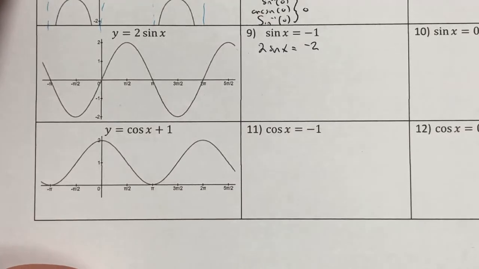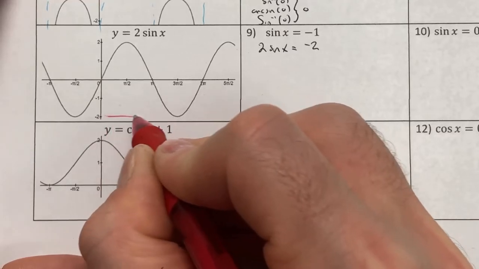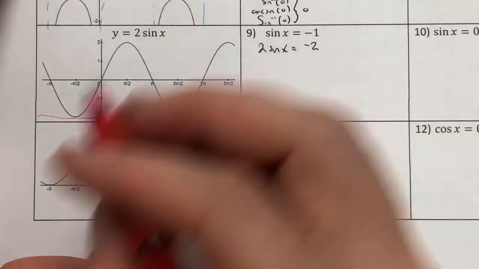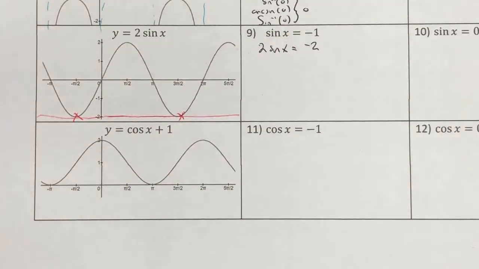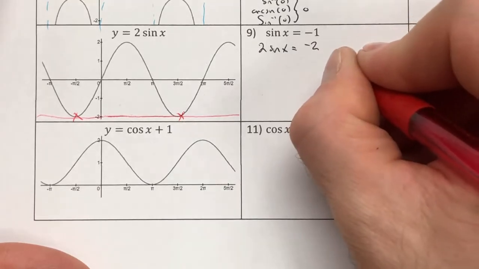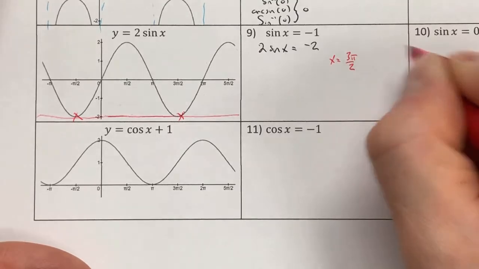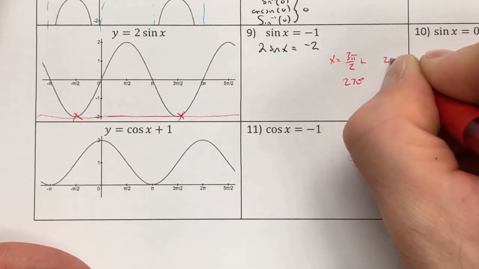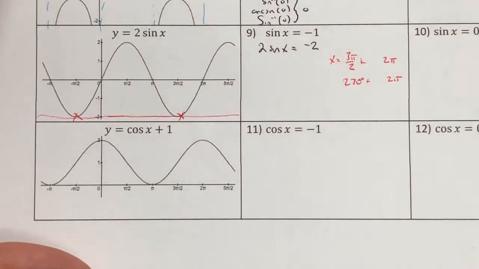When is 2 sine of x equal to -2? Boom, right there. I know that that is every time I hit a trough. So I know that my x is going to be equal to, let's see, 3 pi over 2. And 3 pi over 2 should be roughly 270 degrees, plus every period. So my period is 2 pi, and I'm going to pop a k right in there.